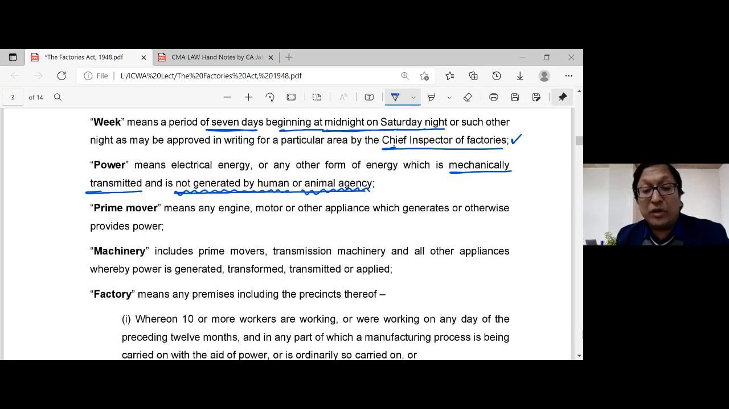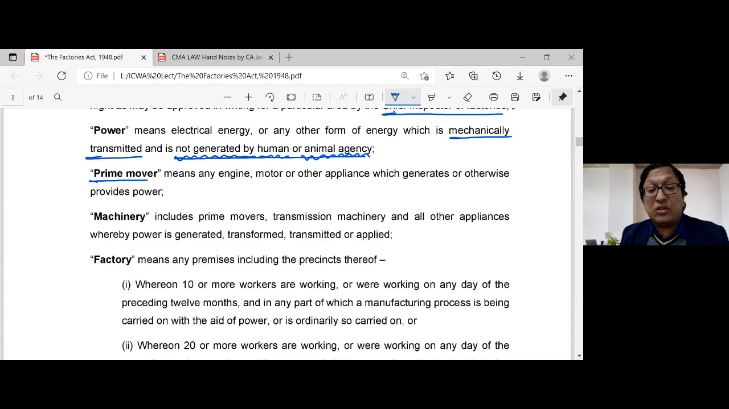And then we have prime mover. Prime mover means any engine, motor, or other appliance which generates or otherwise provides power. That is the generator basically in the case of electricity generation companies, or any engine or motor which is used to generate or provide power. Machinery means prime movers, transmission machinery used to transmit electricity, and all other appliances whereby power is generated, transformed, transmitted or applied.